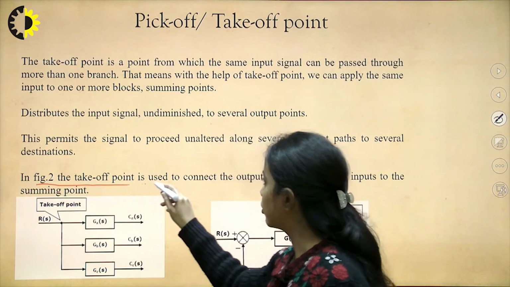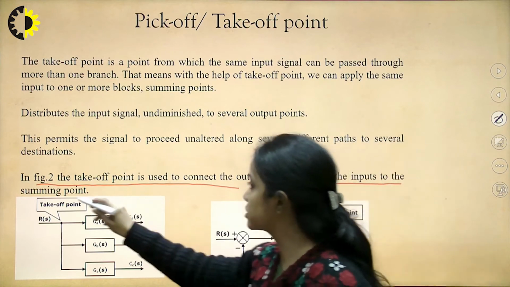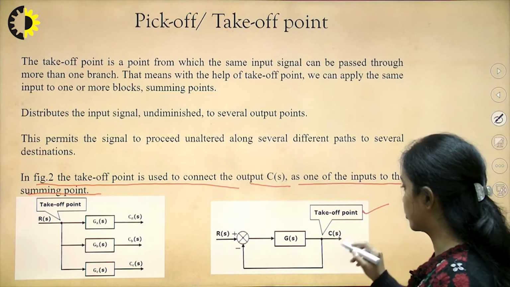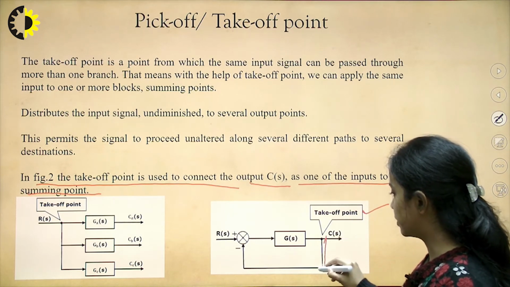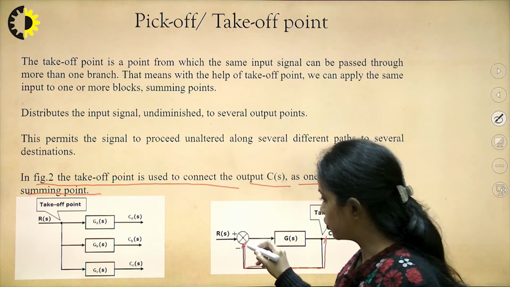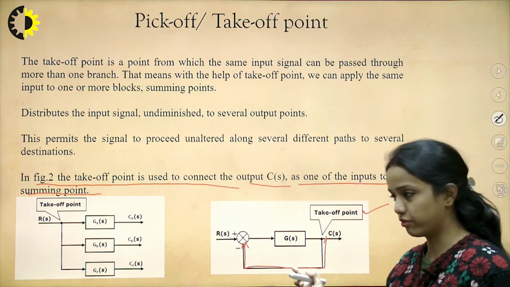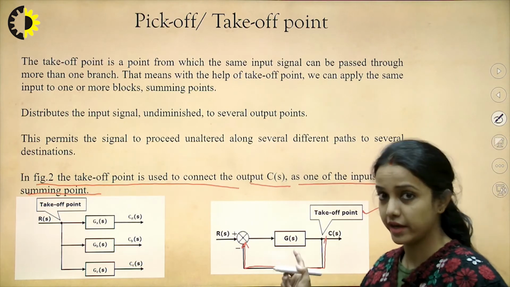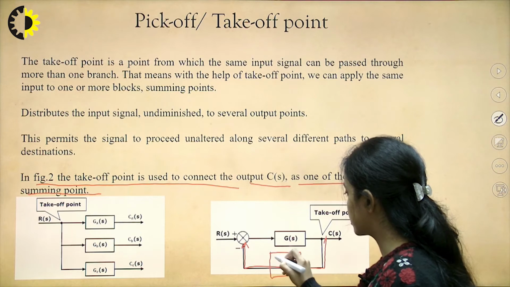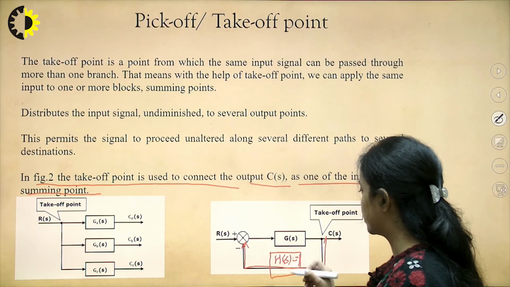In figure 2, the takeoff point is used to connect C(s) as one of the inputs to the summing point in this figure. So, here the takeoff point is written and it is being fed to the input, and since we are merging more than two signals, we are using a summing point. Here I want to clarify that the feedback gain H(s) is 1. Whenever we have a feedback gain H(s) equal to 1, we do not represent it.